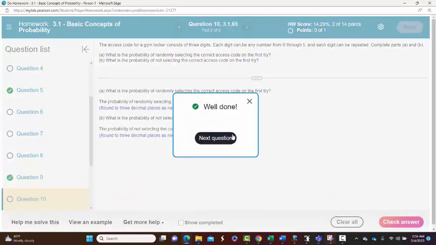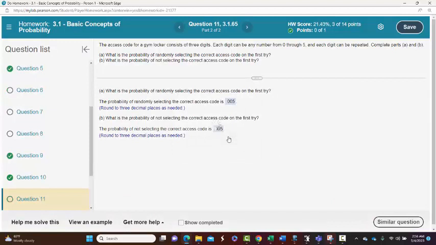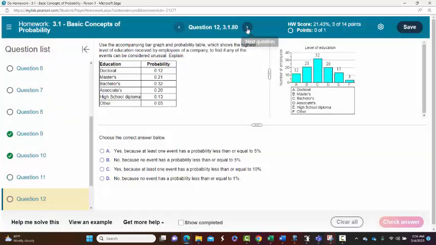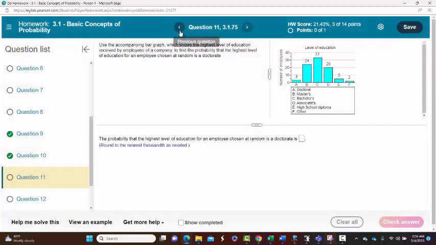Well done. Let me look and see how many we have here. It's kind of the same. Yeah, this number 11 shouldn't be difficult.